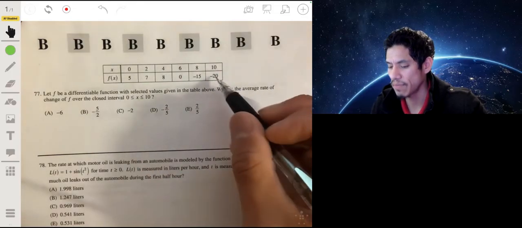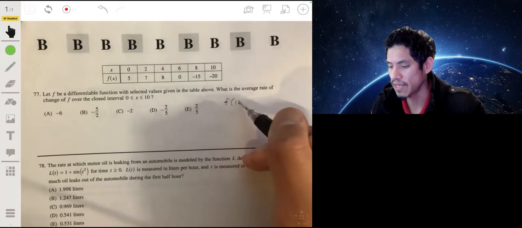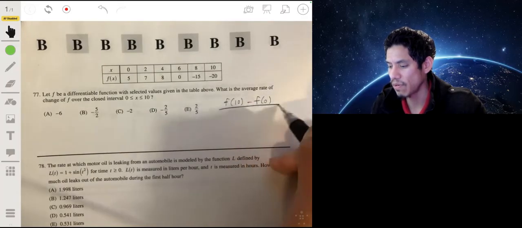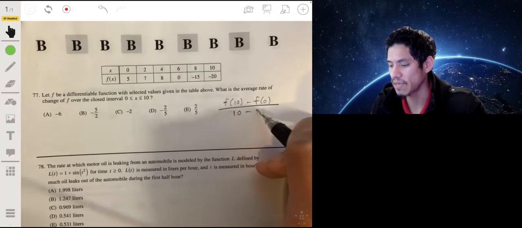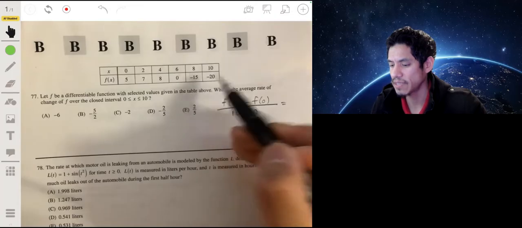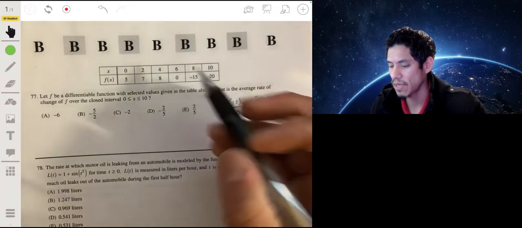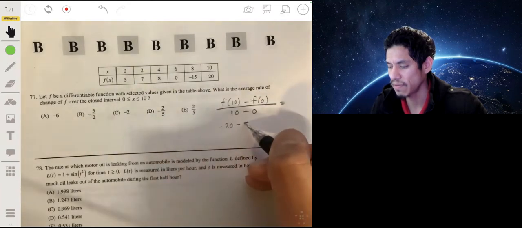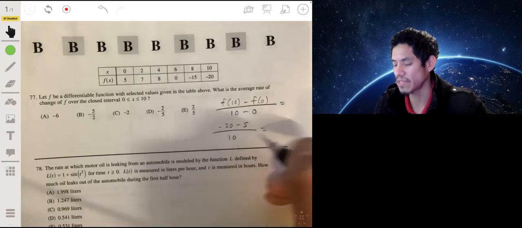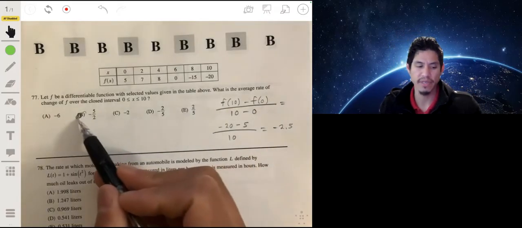So you're basically going to look at f of 10 minus f of 0 over the change in x, so over 10 minus 0. f of 10 is negative 20. f of 0 is 5. 10 minus 0 is 10. This is negative 25 over 10, or negative 2.5. So the answer will be B.